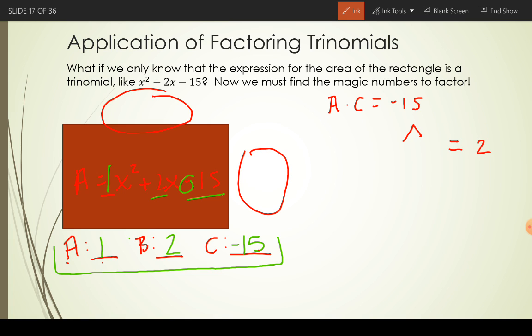So the numbers that will work for this would be negative 3 and 5. Negative 3 times 5 is negative 15, and negative 3 plus 5 is 2. So both are satisfied. So now I can place these magic numbers into my equation.